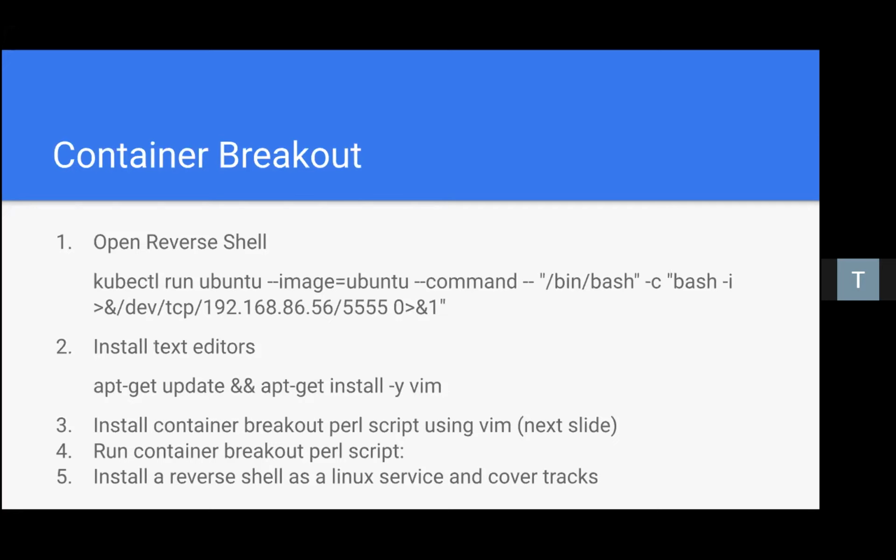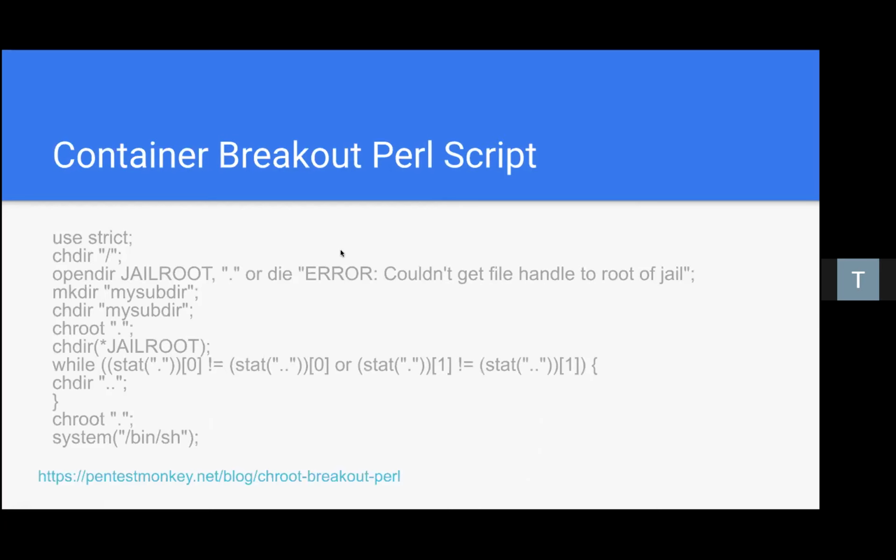And then realistically, if you were going to really cause trouble, which I'm not going to demonstrate, you might install the reverse shell as a Linux service using systemd or whatever the operating system uses. You'd create a Linux service, and then you'd delete your other reverse shell so that there's no record of it in Kubernetes anymore. Now it's just running in the parent Linux operating system, and then you just start exploiting from there. So, container breakout.